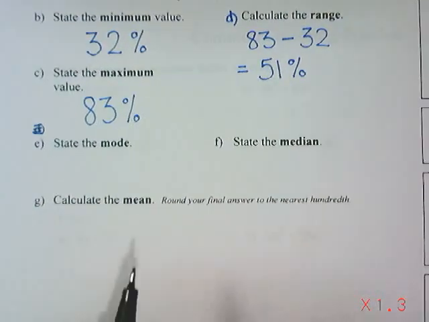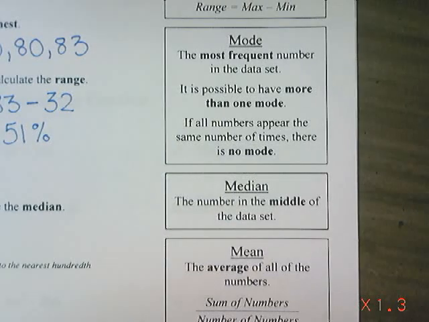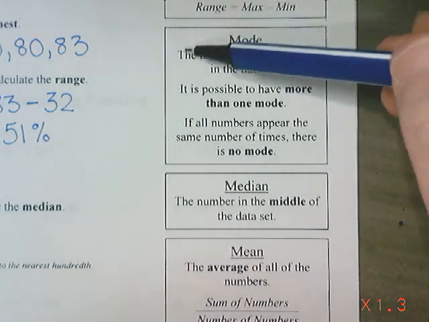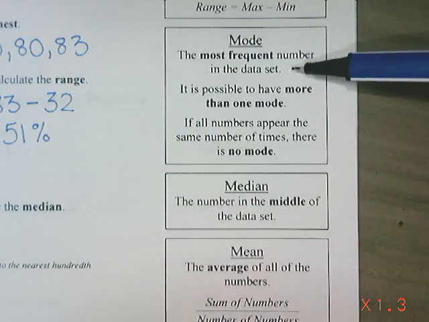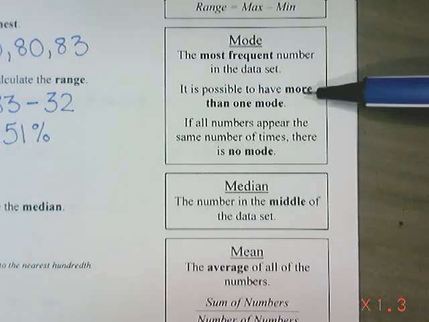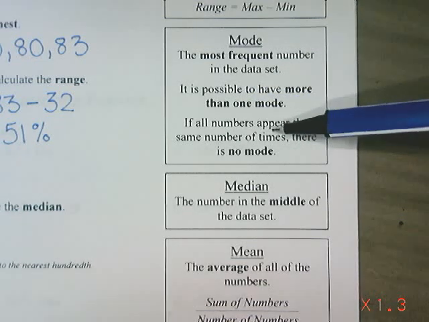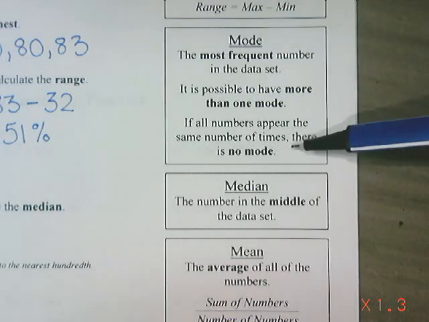All right, part E says state the mode. So over here on the side, I've got some notes. It says the mode is the most frequent number in the data set. It also says that it is possible to have more than one mode, and if all the numbers appear the same number of times, there is no mode.